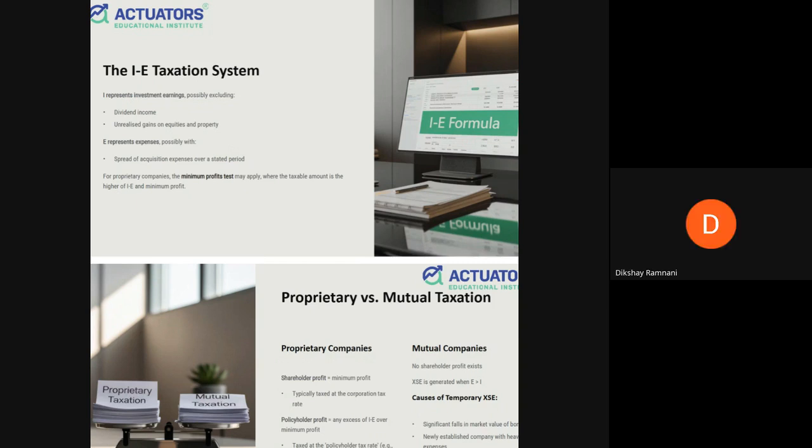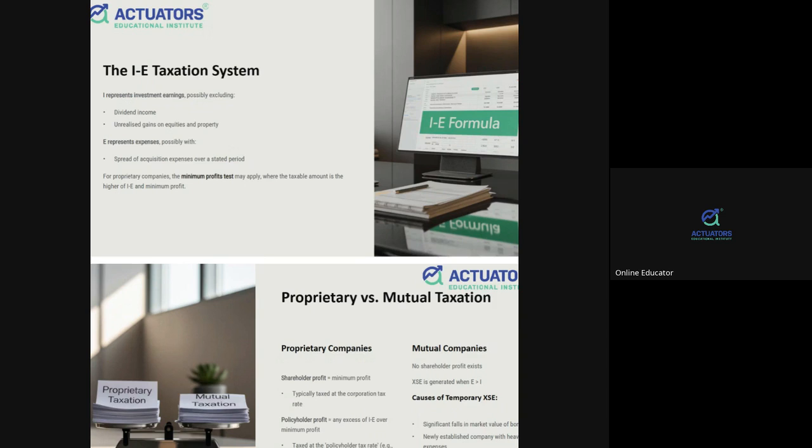I think for proprietary companies, we still need to go through the minimum profit test, right? Yeah, we'll come to the minimum profit test. We discussed up until here that we have something called a shareholder profit and something called a policyholder profit that we can split the I minus E into, and we need to find out the different parts of it because we need to tax them at different rates. The taxable amount will be based on different rates for these different parts.